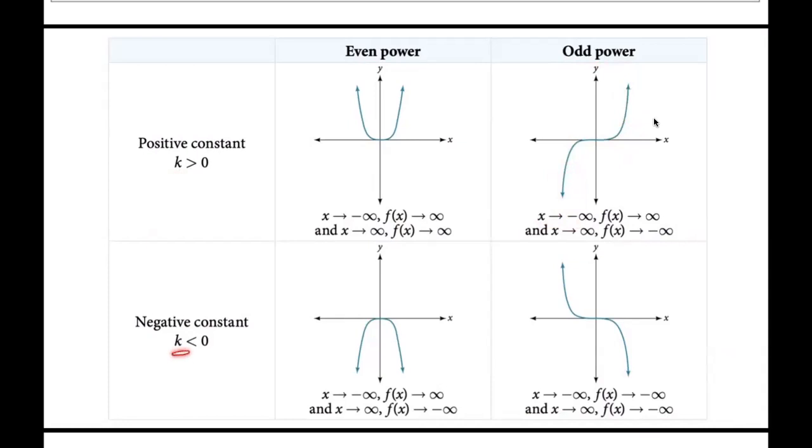If k is negative, so if we have maybe a negative x cubed, then we have a reflection going on. And it is reflected about the x-axis because the negative is on the outside. And we have this happening. So as x is going to negative infinity, f of x goes to positive infinity. As x is going to positive infinity, f of x goes to negative infinity. And this is true for any odd power. So you can have x to the fifth power, x to the seventh, x to the 101st power.